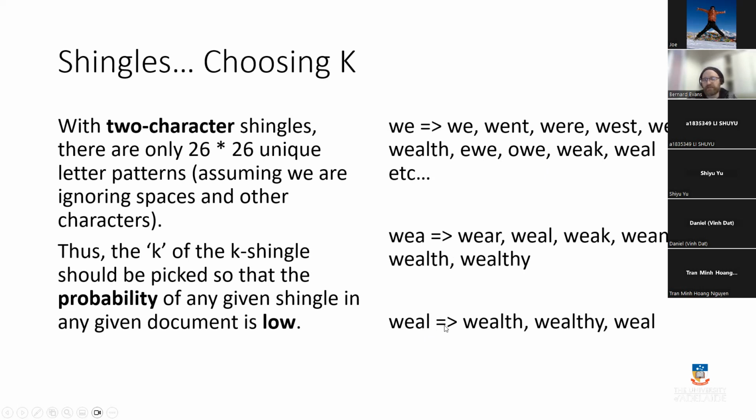And then here we got wheel. Well, that's really getting us down to wheel, wealthy, and wealth, right? And there might be some other words. This isn't a comprehensive list. It's just to give you an idea of where we go for a lot of words. The longer the shingle, the less likely the word is.